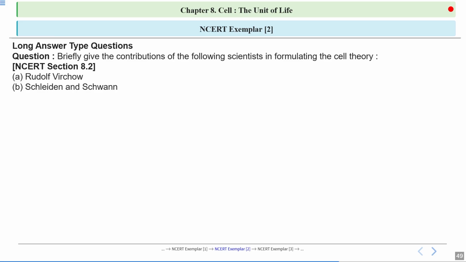The next question: briefly give the contribution of the following scientists in formulating the cell theory. The first option is Rudolf Virchow, and the second is Schleiden and Schwann. You have to give the contribution of these scientists. For more information, you can read NCERT section 8.2. Okay, so let's have a look at the answer.